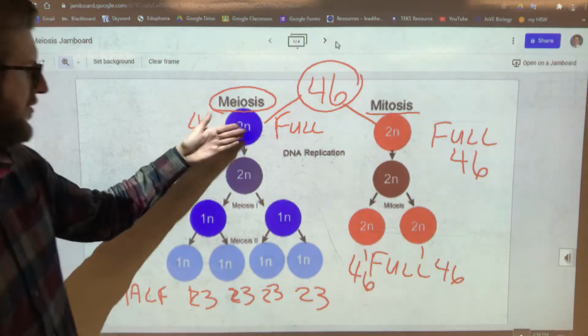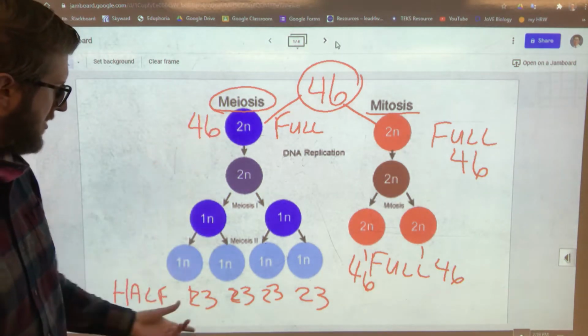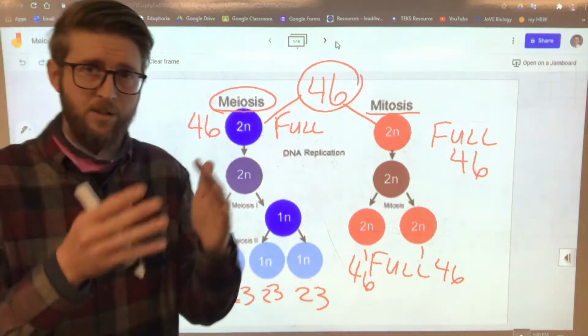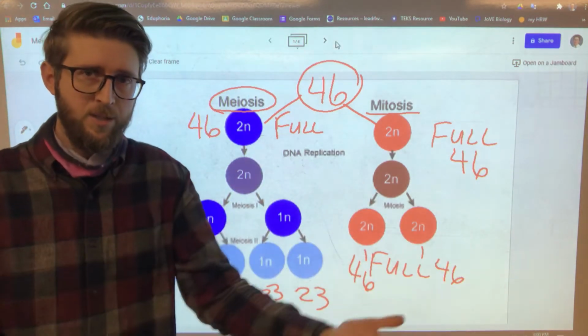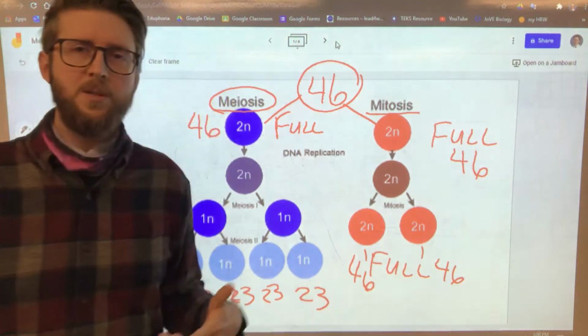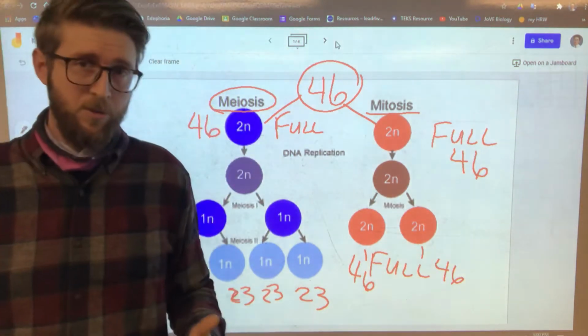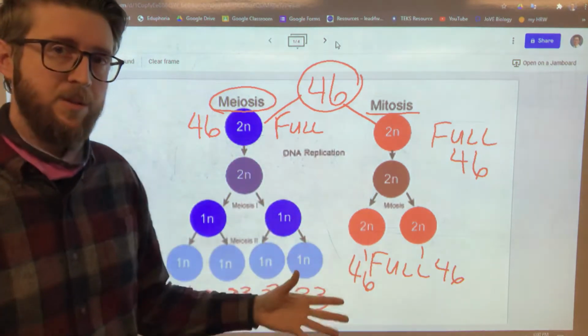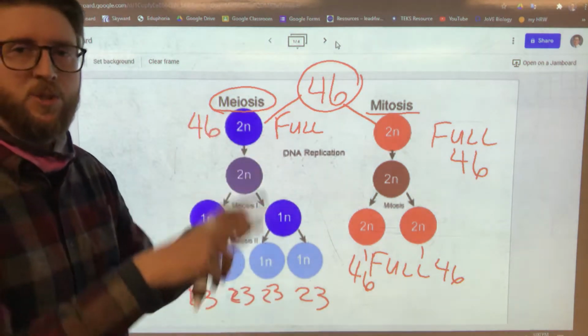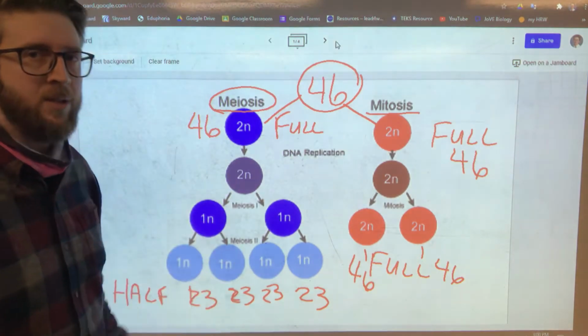So how did we go from 1 with 46 to 4 with 23? Shouldn't it just be 2 with 23? If you take 46 and divide it by 2, that's 23 each, right? Well, part of meiosis is that before the cell goes through meiosis, it actually doubles the amount of DNA inside of it. And then you split that in half, and then in half again, okay?